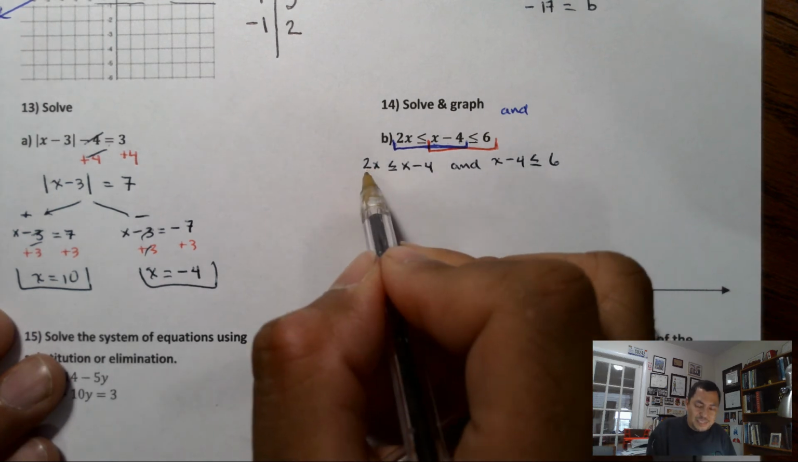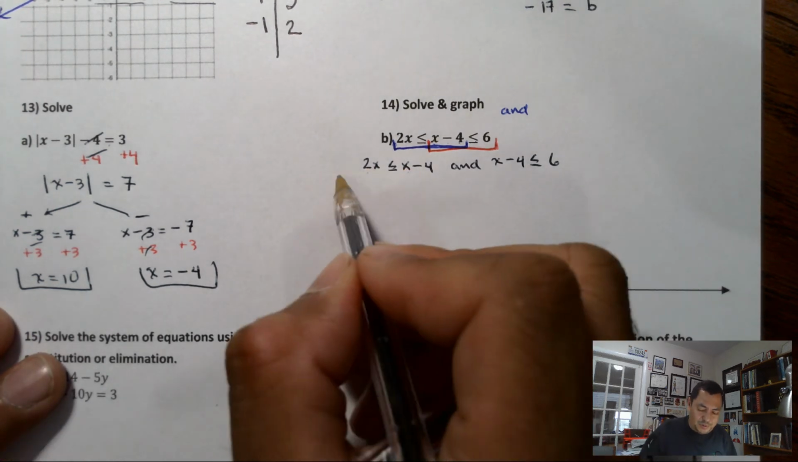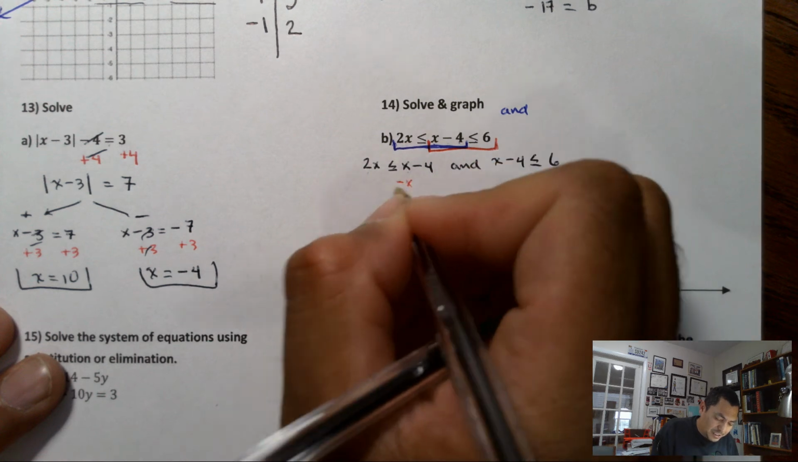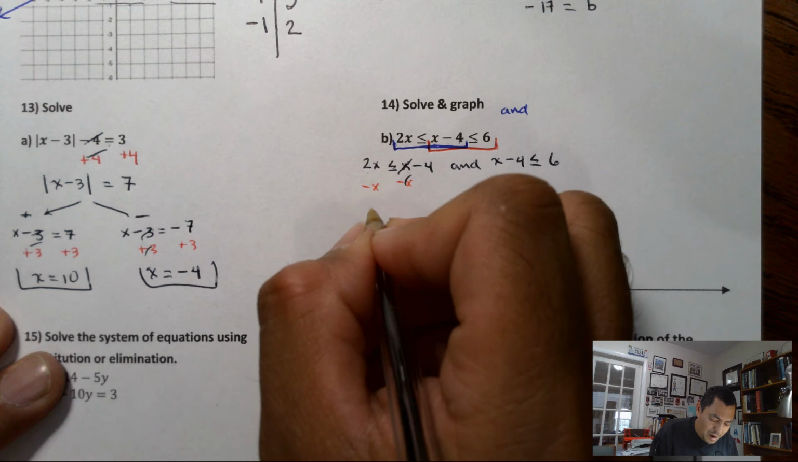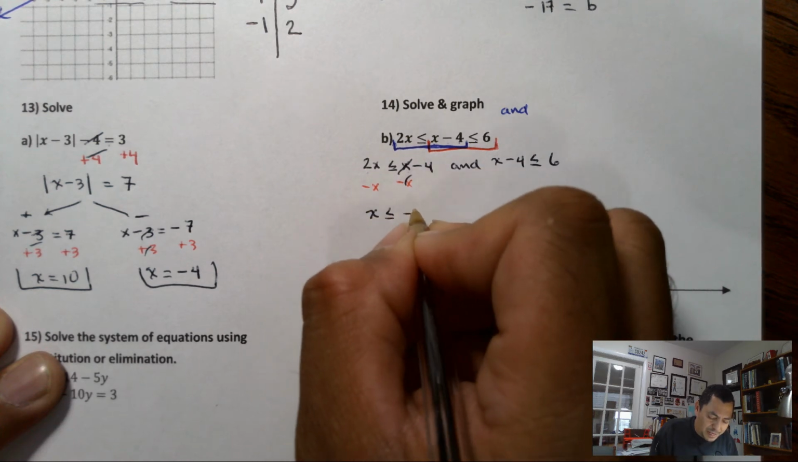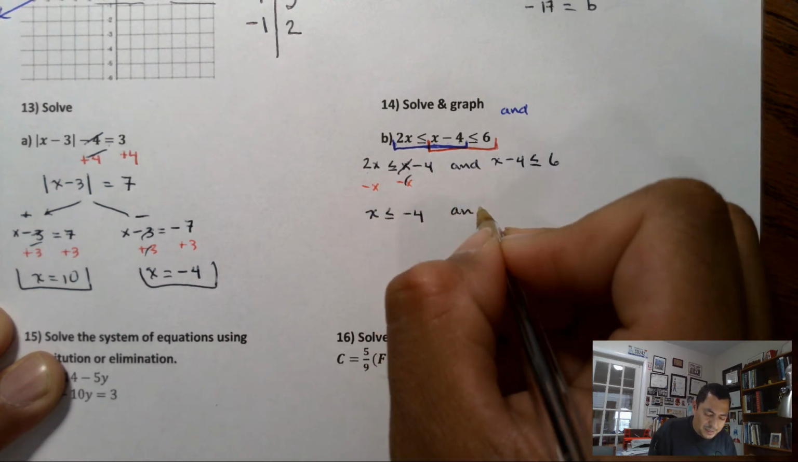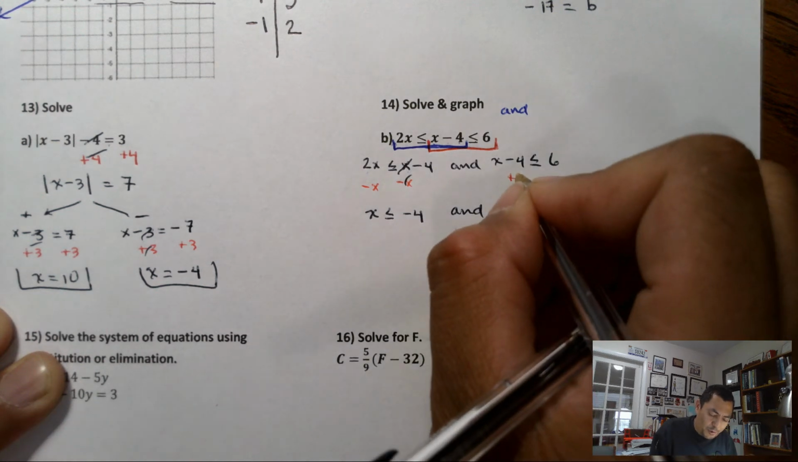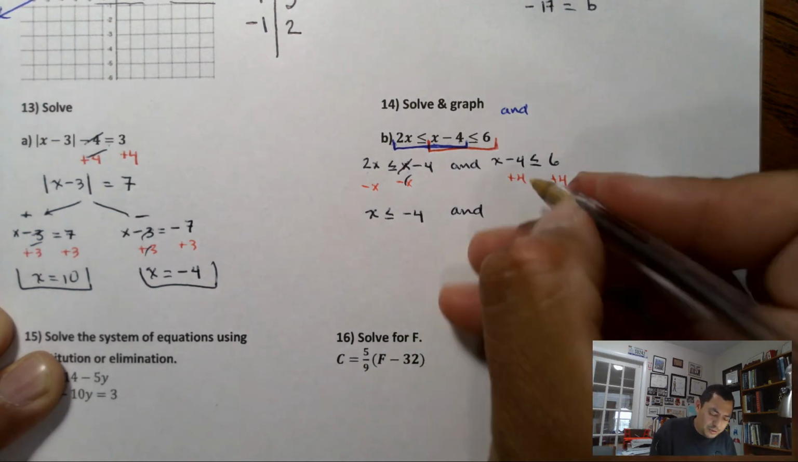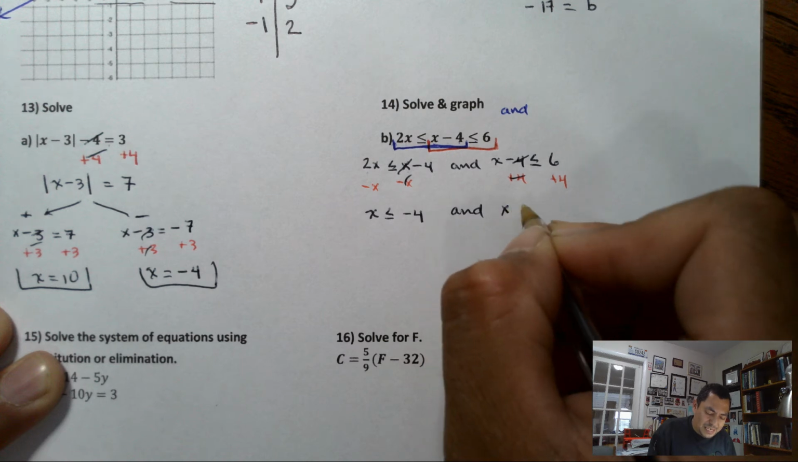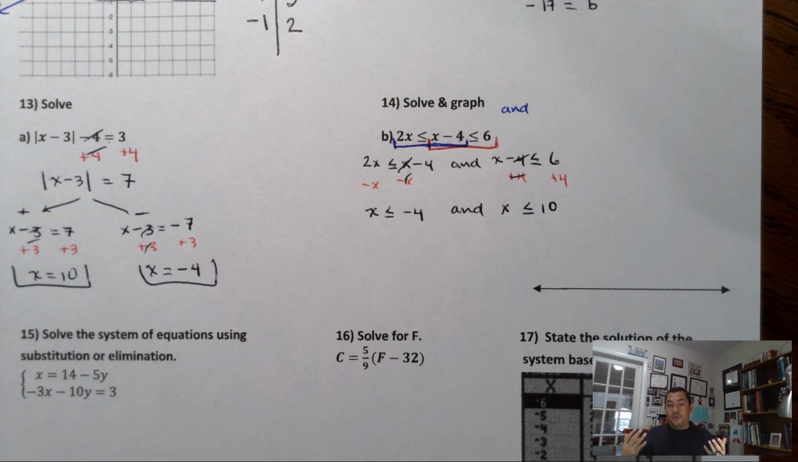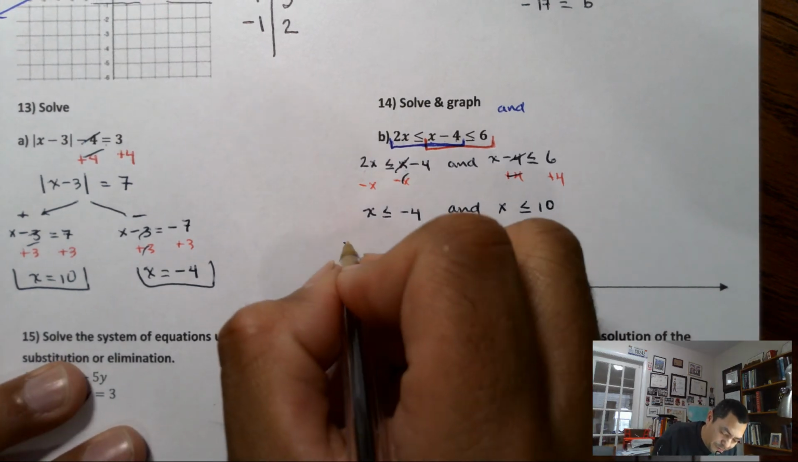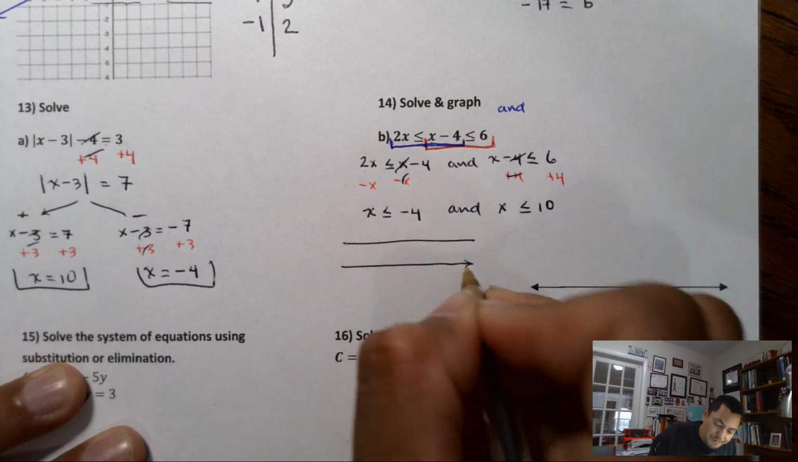Now 2x is on the left, so I'm moving this x to the left. So I have minus x. These two x's go away, so 2 minus 1 is 1. So x is less than or equal to -4. And so I have plus 4. These two go away. x is less than or equal to 10. Now I need to graph. And because I have two inequalities, I'm going to do two graphs before I do my final graph.